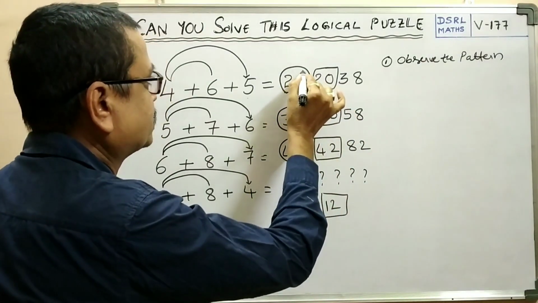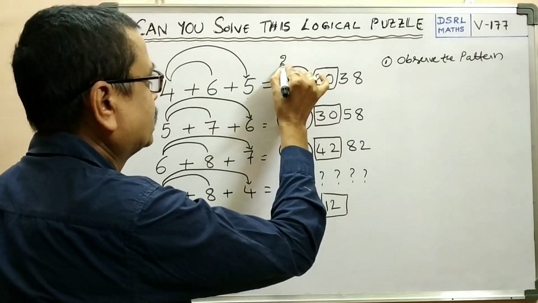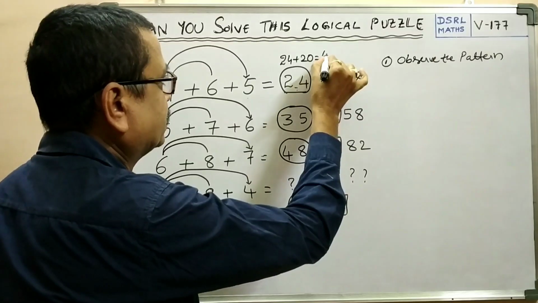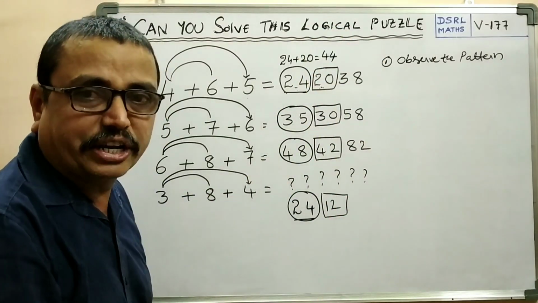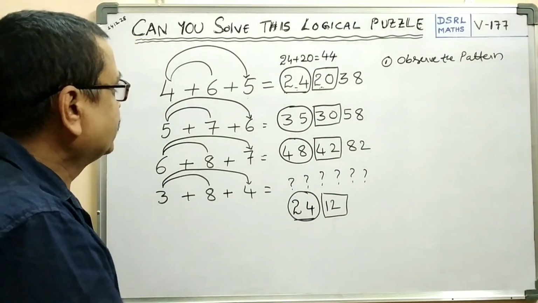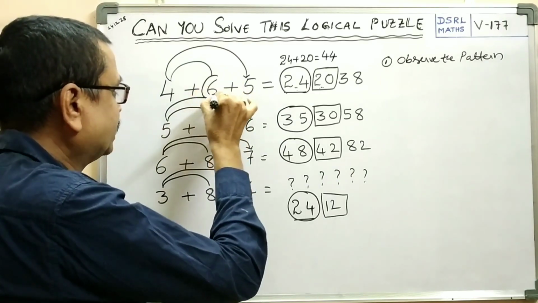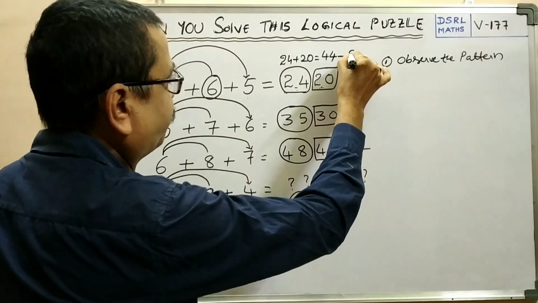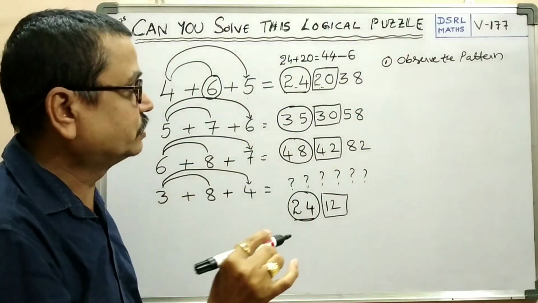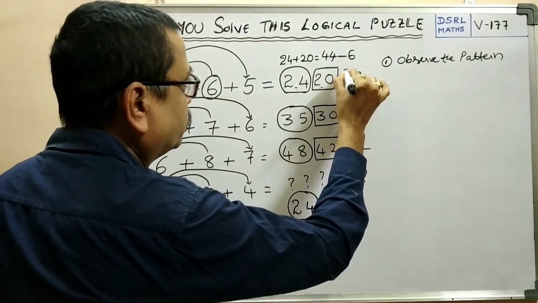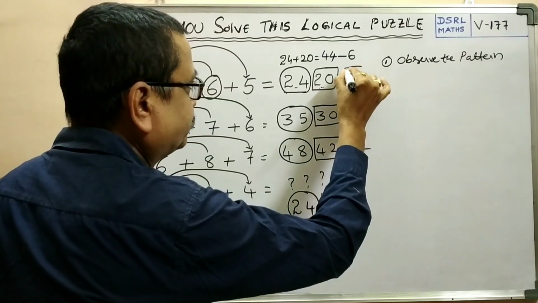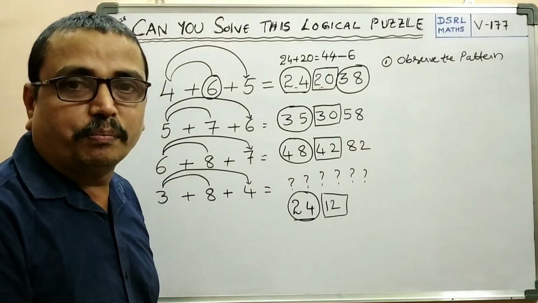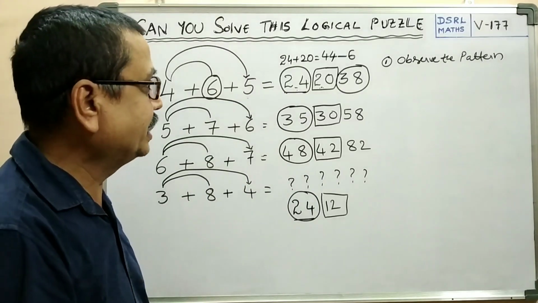24 plus 20, that is equal to 44. Here the middle number is there, that is 6. You can subtract 44 minus 6, that is equal to 38.